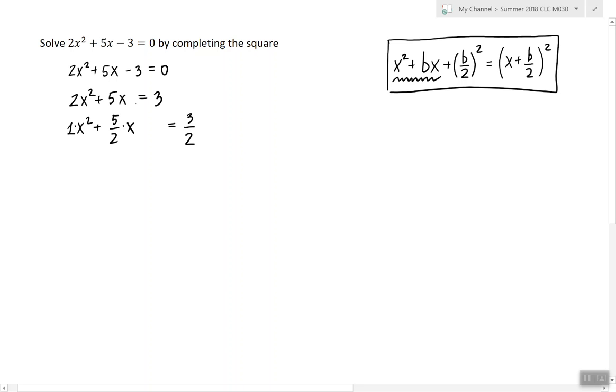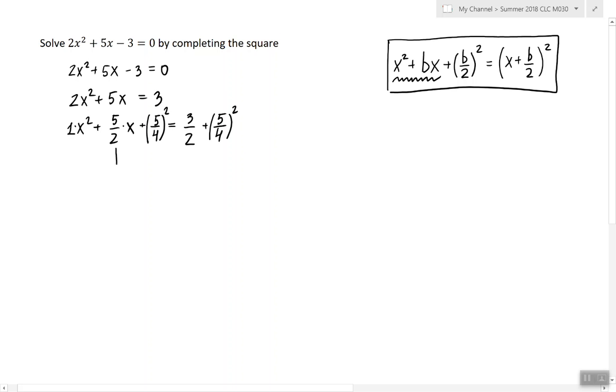So to complete the square, we're going to add half of 5 halves, which is 5 fourths squared. And here we have to remember that in order to keep the balance, we have to add the same expression to both sides of the equation. Or if you don't have an equation, then you would have to add and subtract it on the same side. Here we have an equation, so we can just add it to both sides.